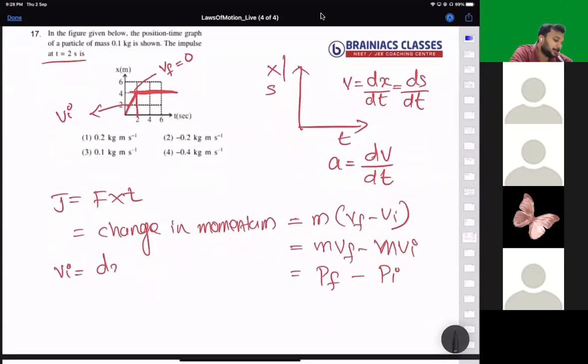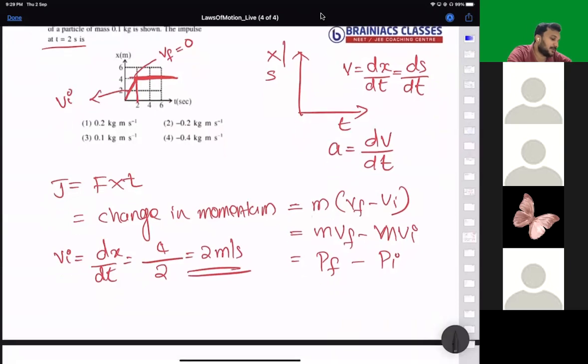It is dx by dt. The change in x from 0 to 2 seconds, x on the y axis, changes from 0 to 4. So dx is 4. Then what is the value of time? Time is equal to 2. So 4 by 2 is 2 meters per second. That's the initial velocity.